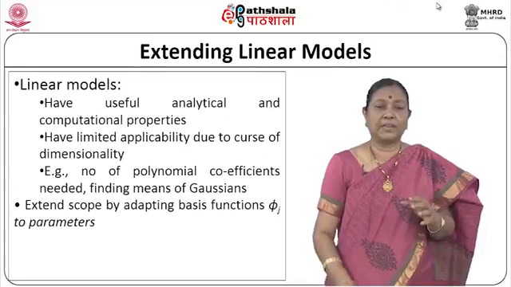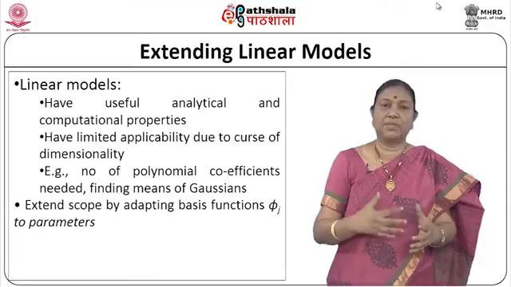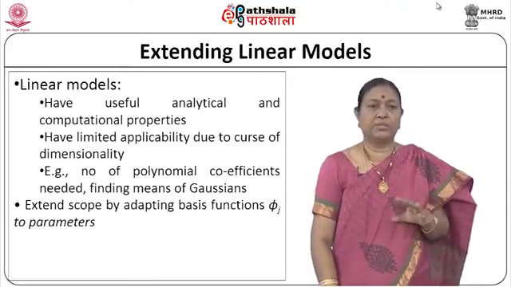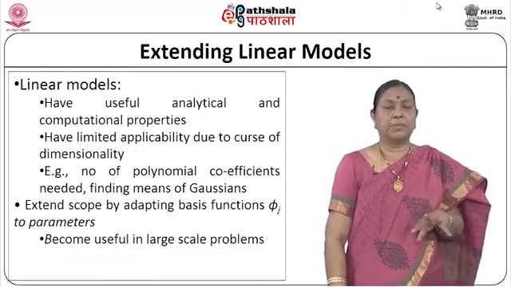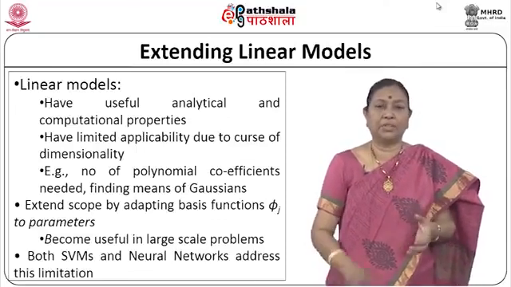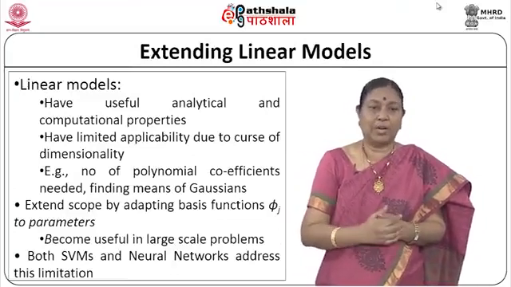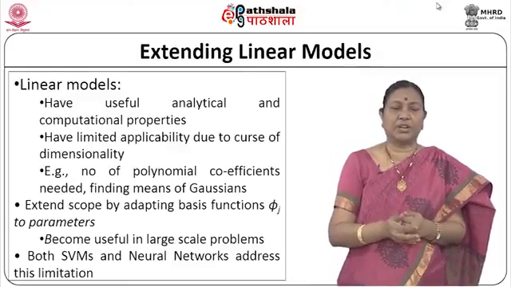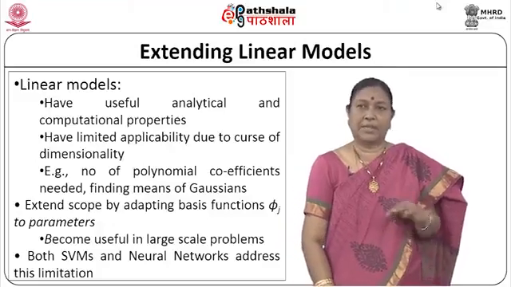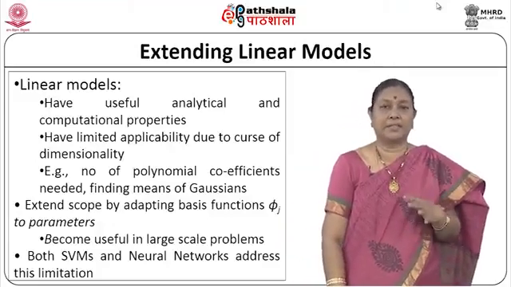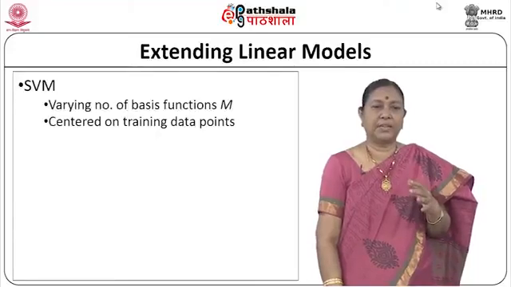So, you extend the scope by adapting basis function phi of j to parameters. Instead of using phi of j as a function, you extend it to using parameters. It will become useful in large scale problems, and both SVMs, the support vector machines we saw in the last module, and the neural network address this limitation of the curse of dimensionality problem. SVM addressed it one way, and we can address it in some other way, that is in neural networks.